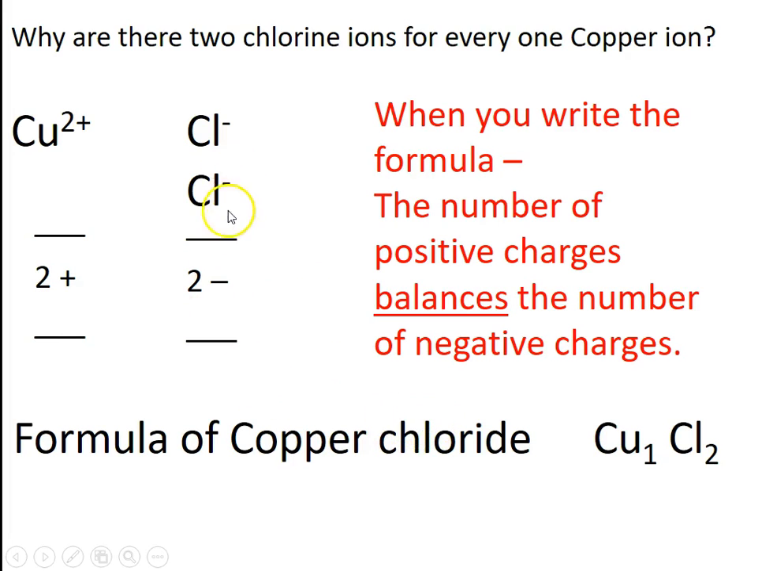So, to show that you've got 2 chlorine ions, we put a little 2 down the bottom. And we only need 1 copper ion, so we only have 1. You can put that on or leave it off. Notice that we don't write the charges, the 2 plus and the 1 minus, up here. You just keep them in your head. So the formula for copper chloride is CuCl2.